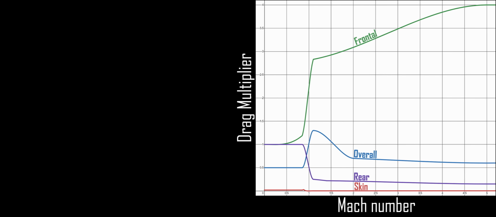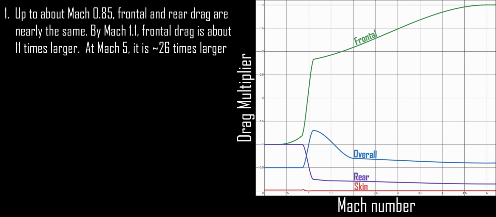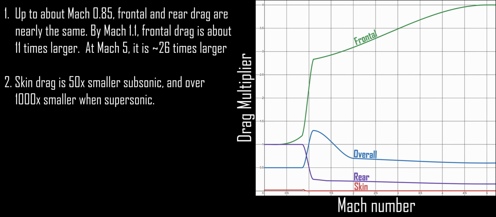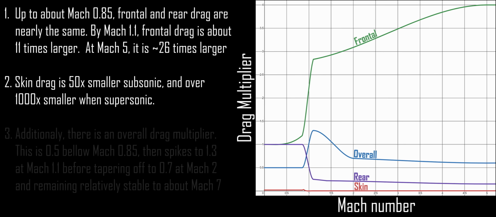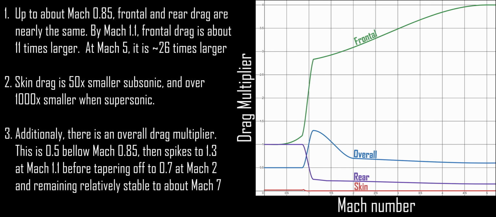The next set of transforms determines the relative strengths of the 3 types of drag cube drag: frontal drag, rear drag, and skin drag. There's an additional multiplier to the overall drag. Up to about Mach 0.85, frontal and rear drag are approximately the same, but they quickly diverge, and by Mach 1.1 frontal drag is 11 times larger, growing to 26 times larger by Mach 5. On the other hand, skin drag is 50 times smaller subsonic and over 1,000 times smaller while supersonic. Finally, there is an additional overall drag multiplier.